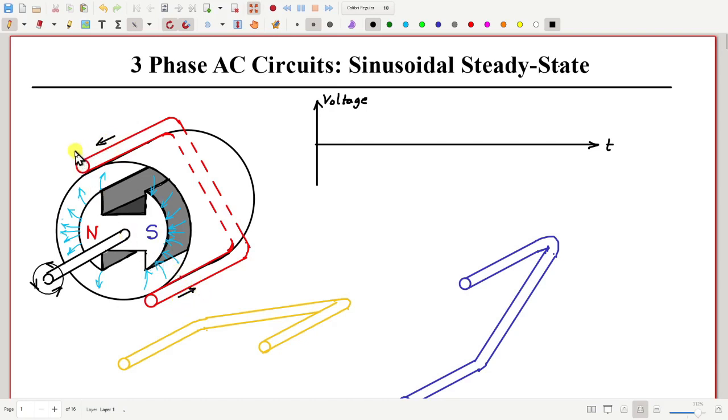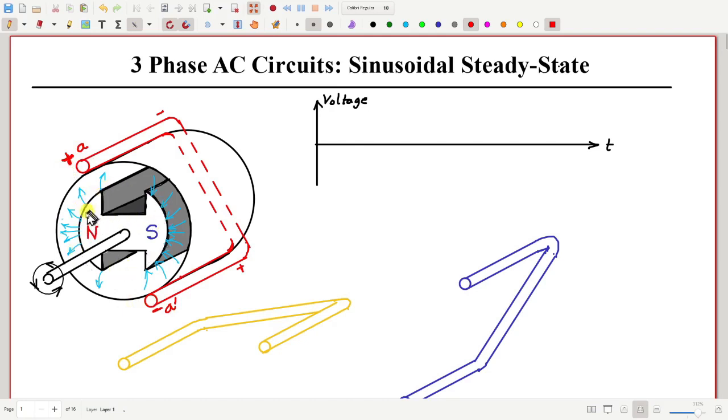Therefore I can say that this side will be positive compared to this side, and this side will be positive compared to this side. So overall here we will get a positive polarity and here a negative polarity induced. Let me call this conductor A prime. So terminal A is positive, terminal A prime is negative.